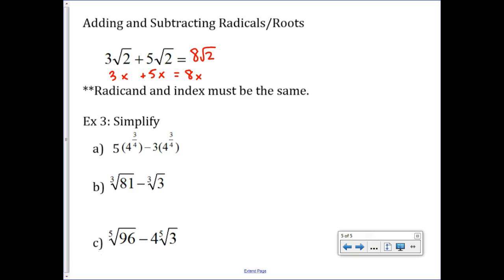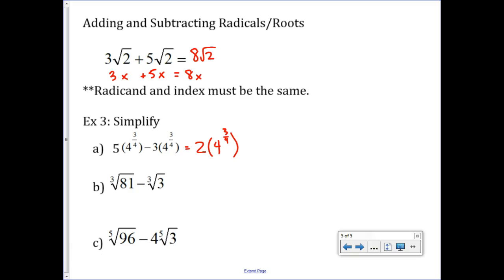So we have 5 times 4 to the 3/4 minus 3 times 4 to the 3/4. So in this case, 5 minus 3 gives us 2 times 4 to the 3/4. You could do something with that 4 to the 3/4.